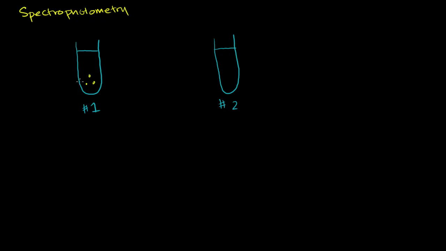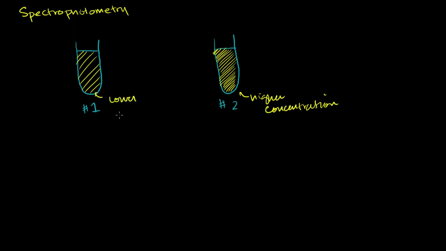Let me shade it in like this. So it has less of it. And let's say solution number 2 has more of the solute. So I'll just represent that as more closely packed lines. So the concentration of the solute is higher here. So let me write higher concentration. And this is a lower concentration. Now let's think about what will happen if we shine some light through each of these beakers.